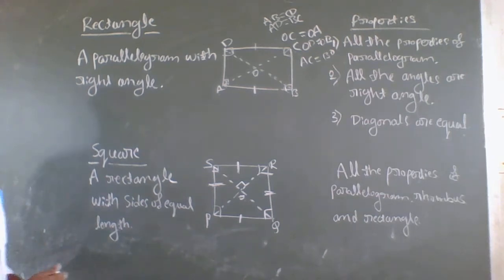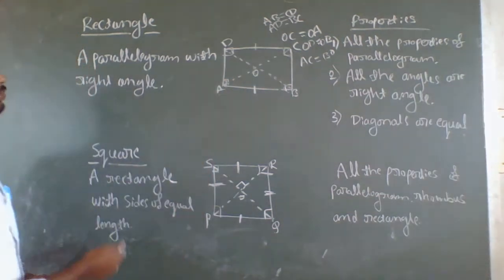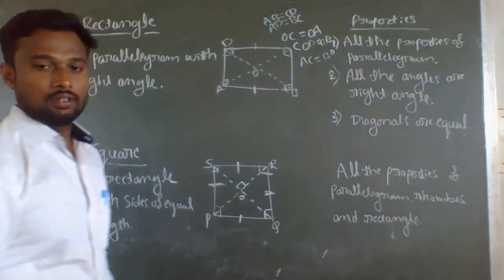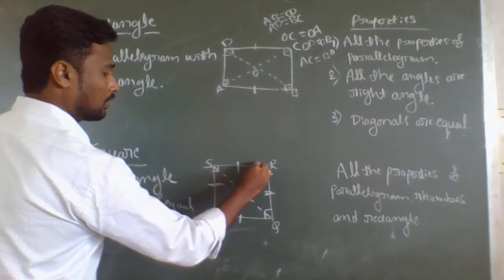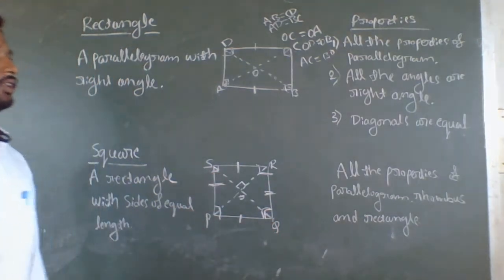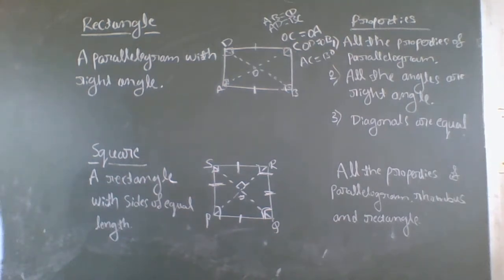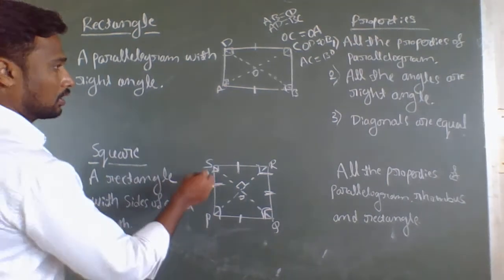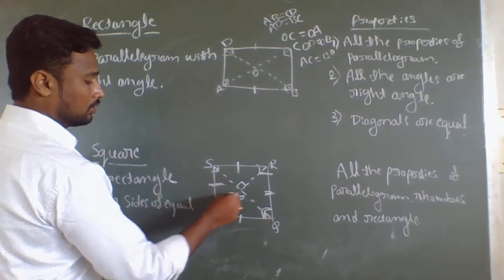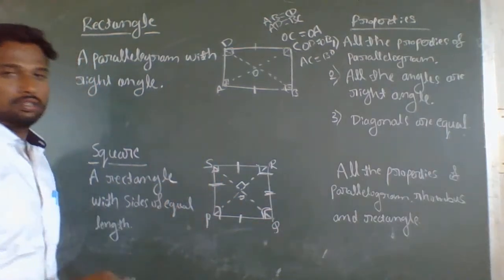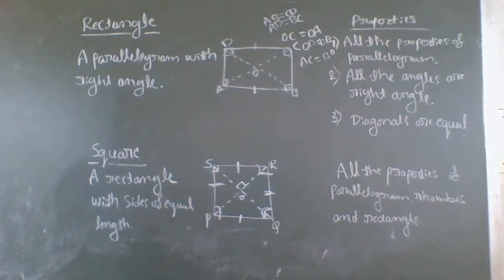Next, what is the property of a rectangle? All the angles are right angles only. Here, all these angles are right angles only, means 90 degrees only. And diagonals are equal. This is the property of a rectangle. Diagonals are equal. These two diagonals, PR and QS, are equal to each other.